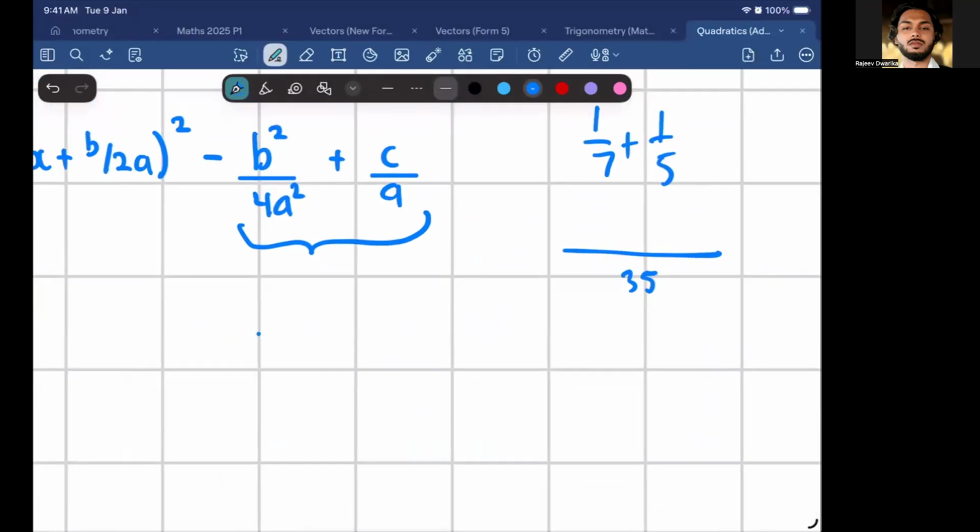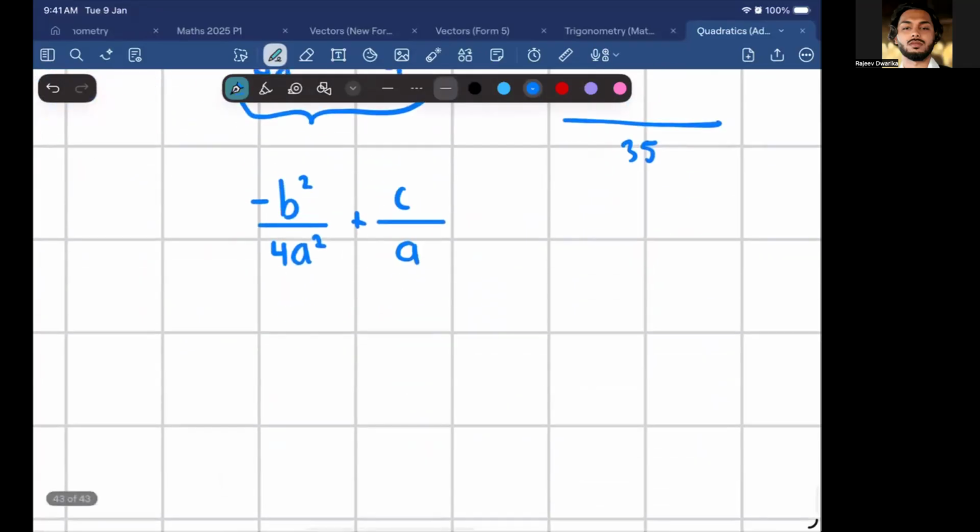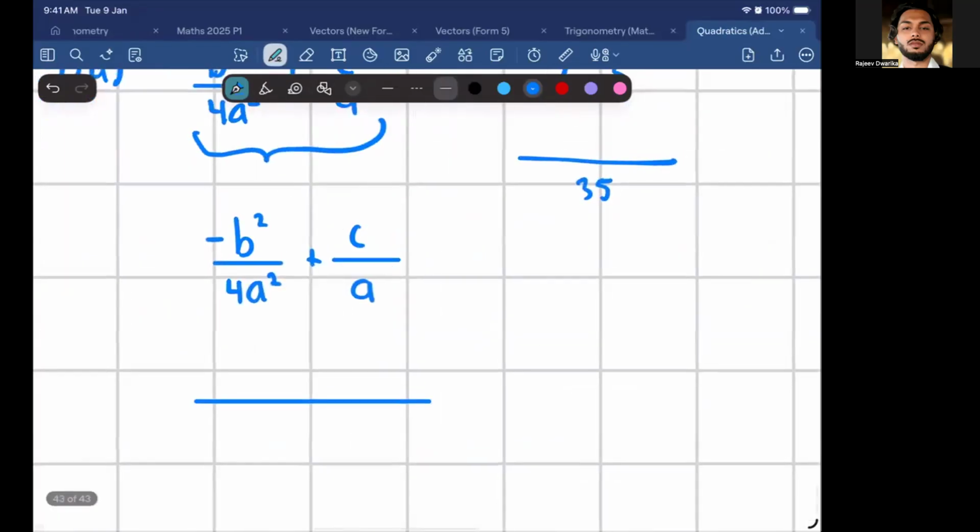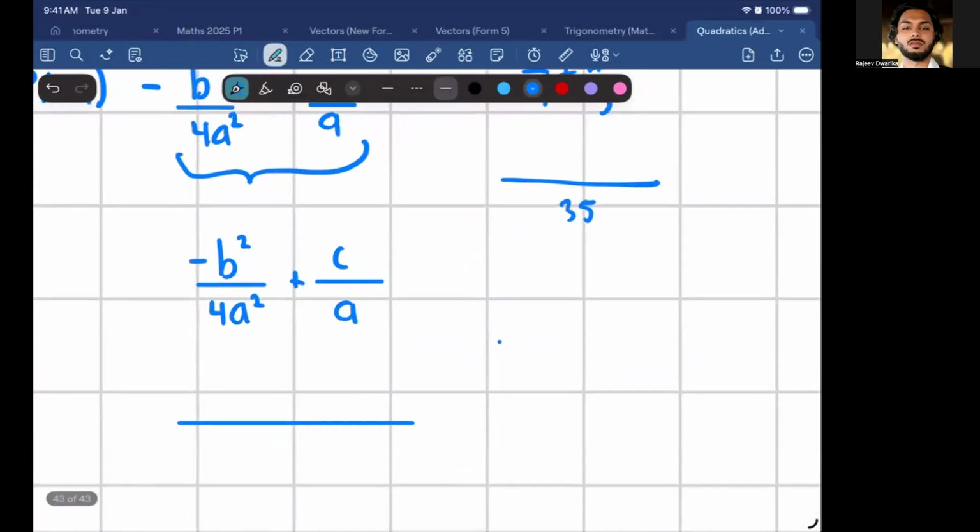So let's apply that concept over here now, right? So we have minus b squared all over 4a squared, plus c over a. So Caleb, what are our denominators in this question? 4a squared and a. Okay. Serena, could you think of an expression in which 4a squared could go into and a could go into?